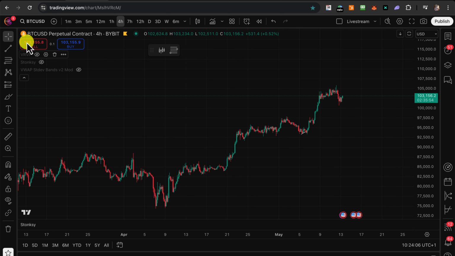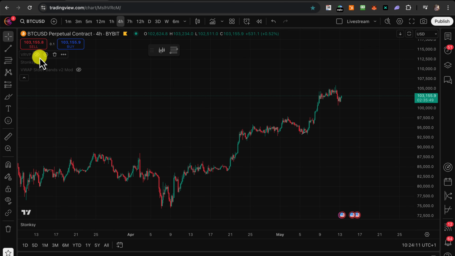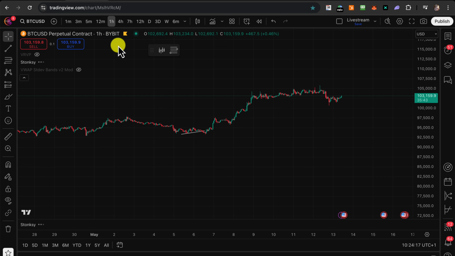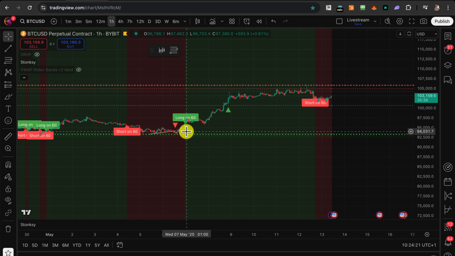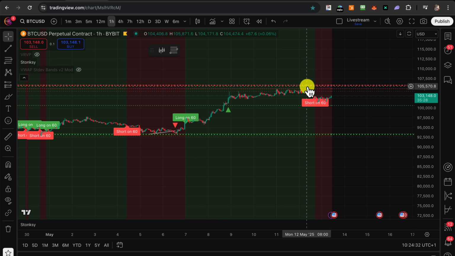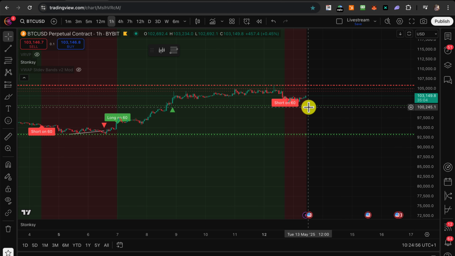Okay, so this is Bitcoin USDT perpetual with Bybit as a data source, and I'm just going to pop on Stonksy and put it on the 1 hour time frame and just show you what's been happening. So Stonksy had been long on the 1 hour since Wednesday the 7th of May, early in the morning, and I had ridden this price all the way up to about here, and my trade did close when it hit a stop loss that was in profit yesterday, which was the 12th of May, and I have just re-entered at 103,000.